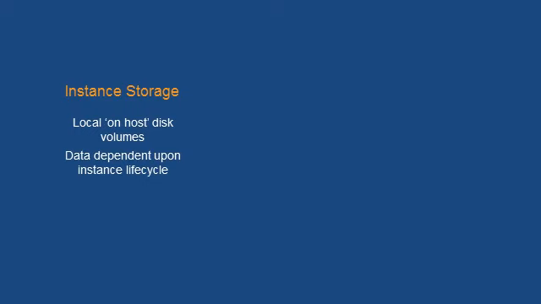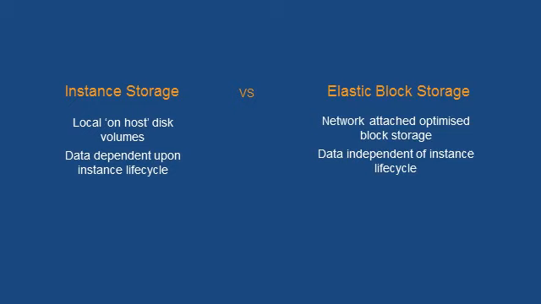So instance storage is local on-host disk volumes, the data on those volumes is dependent upon your instance lifecycle. Now you can contrast that with EBS, which is network attached, optimized block storage, which has data lifecycle which is independent of the lifecycle of your instance. So we'll just explain that in a little bit more detail.